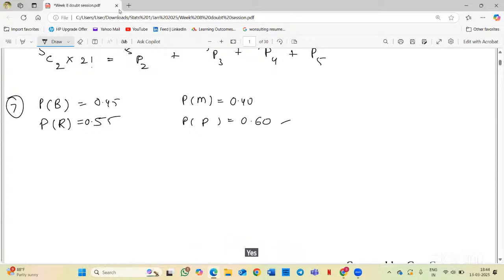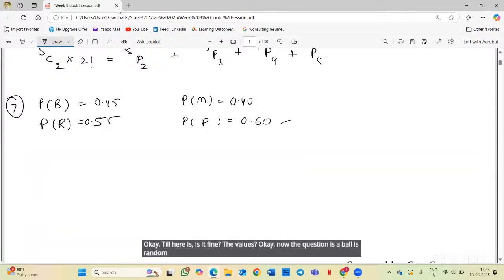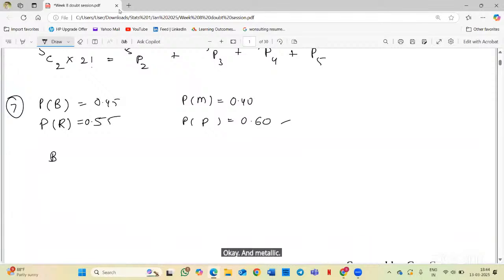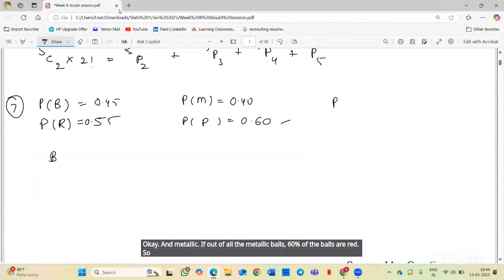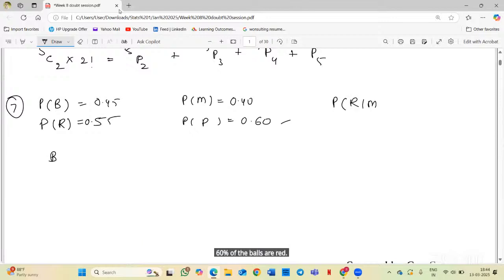Now the question is, a ball is randomly chosen from the bin. What is the probability that the ball is blue and metallic? It is given that out of all the metallic balls, 60% of the balls are red. So given that it is a metallic ball, the probability that the ball is red is equal to 0.6. Correct? Is this probability clear? Yes, ma'am.